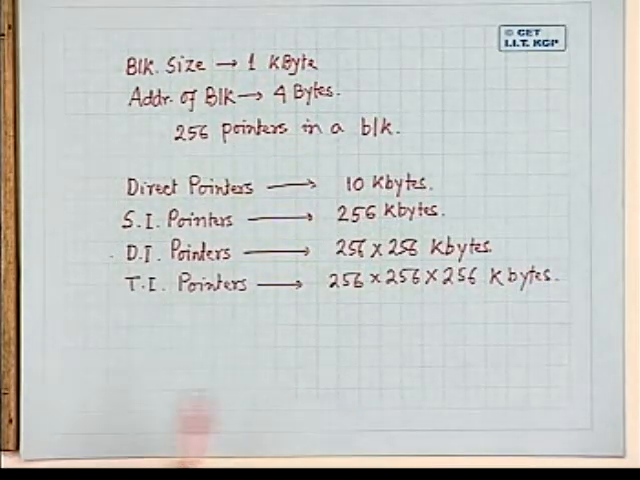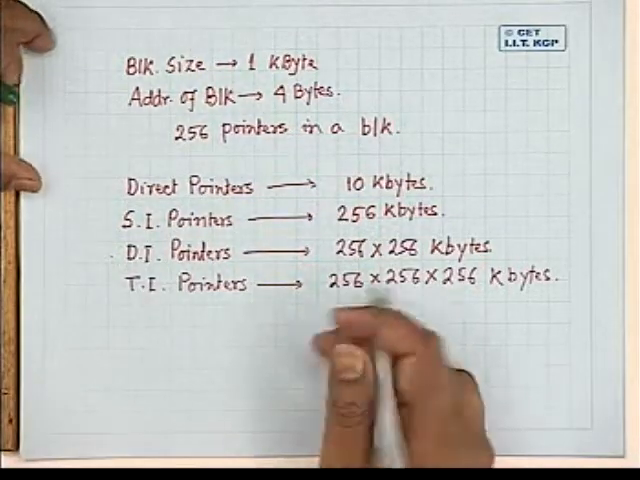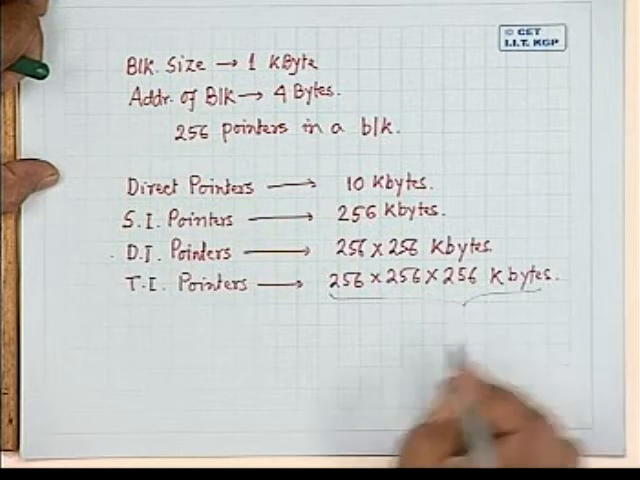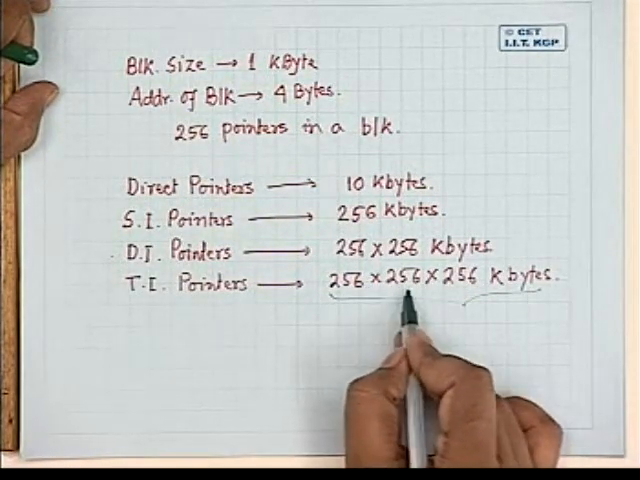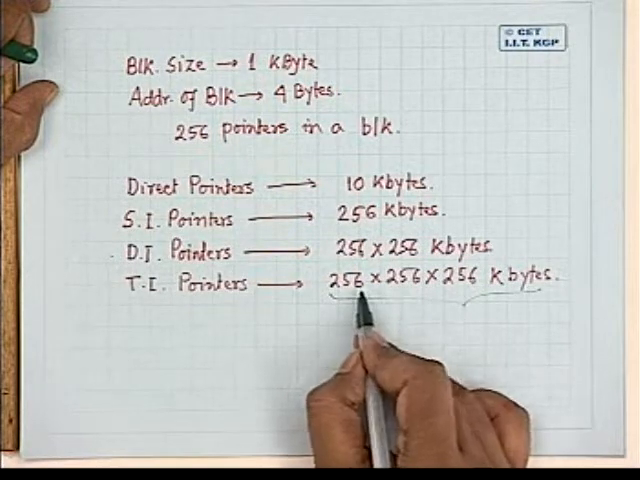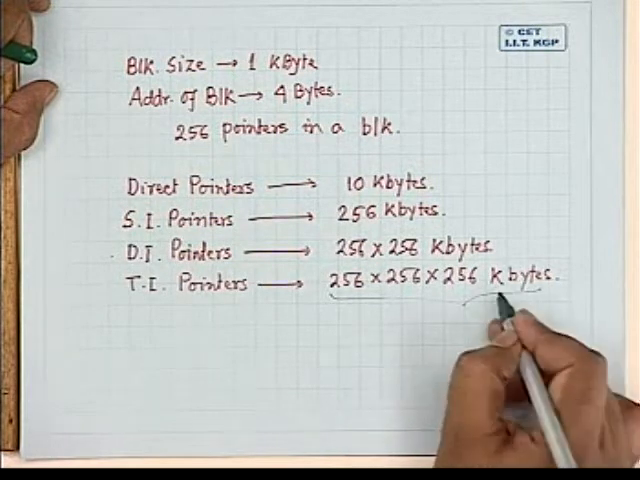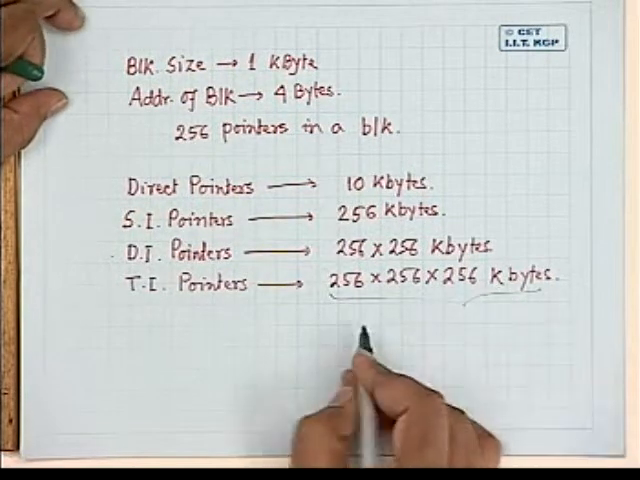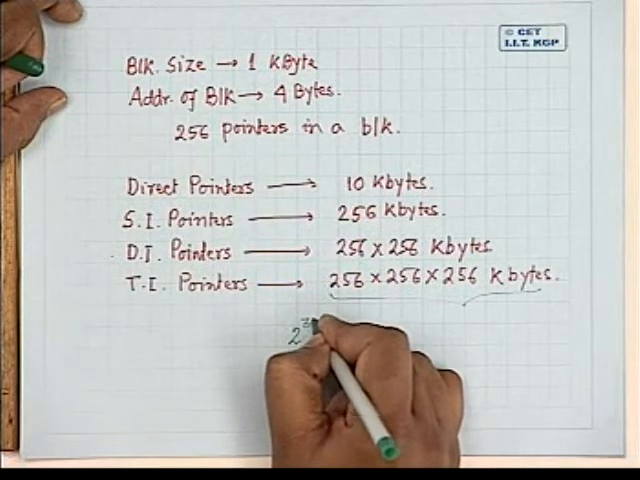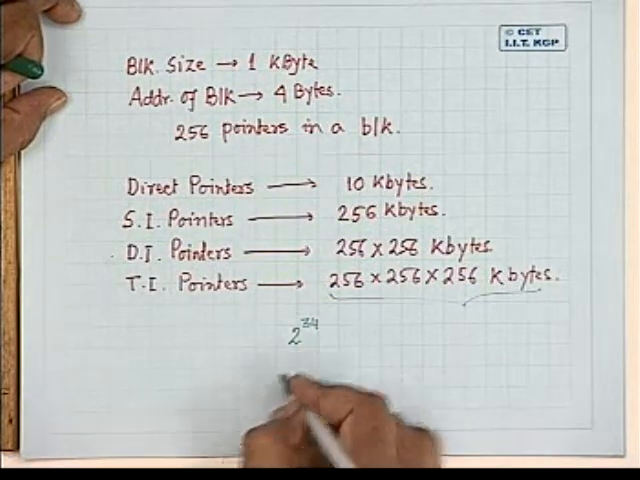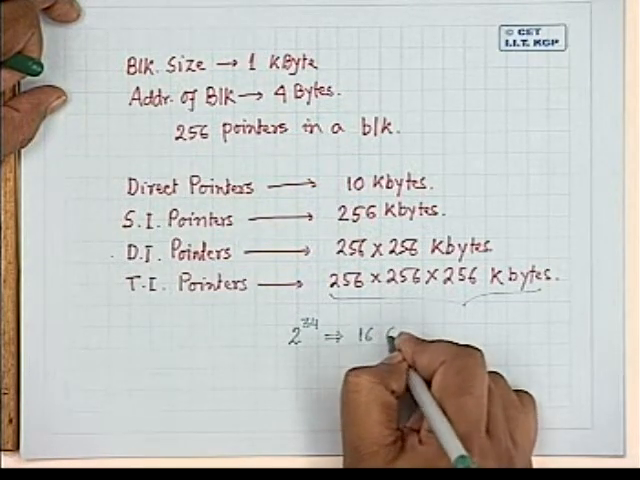Okay. Now if you consider the triple indirect pointers alone, what is the file size that I can have? 256 means 2 to the power 8, 2 to the power 8, 2 to the power 8. That means 2 to the power 24 into 2 to the power 10, since each of them is a kilobyte. That means I can access a file of size 2 to the power 34 bytes, which is nothing but 16 gigabytes.